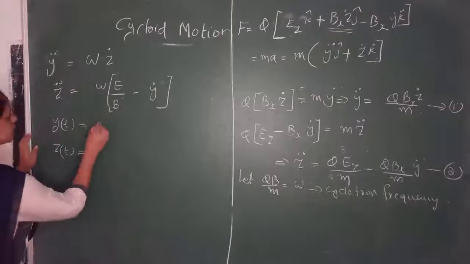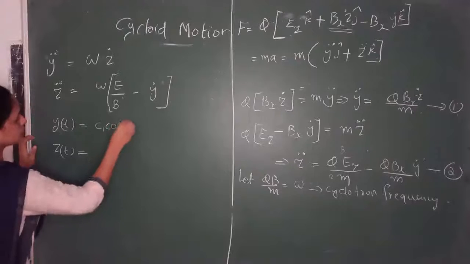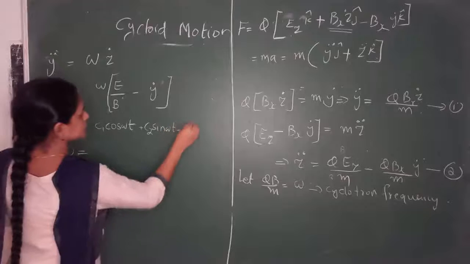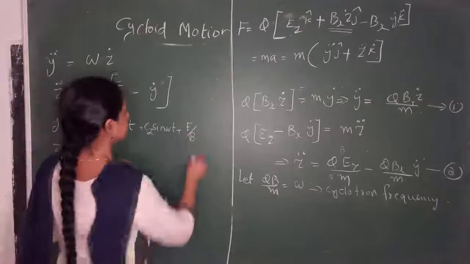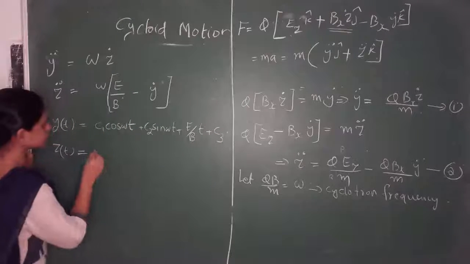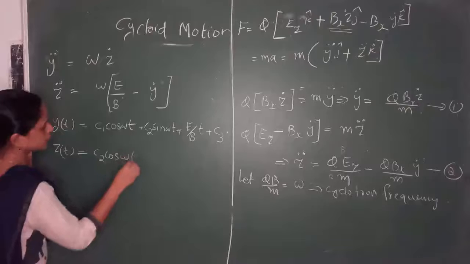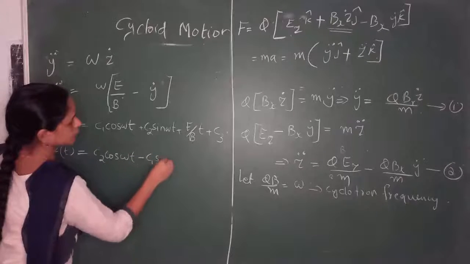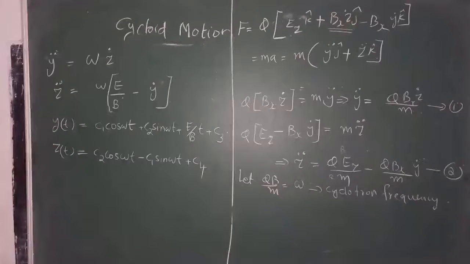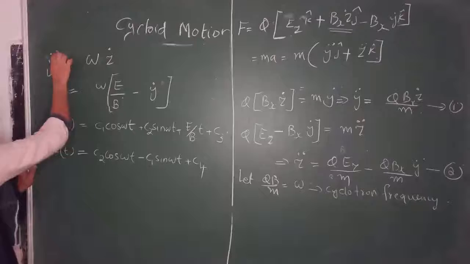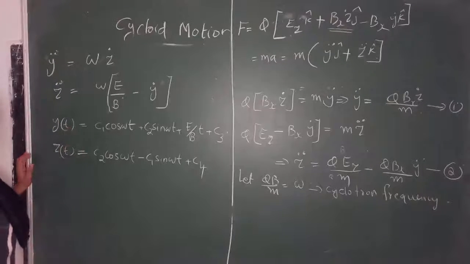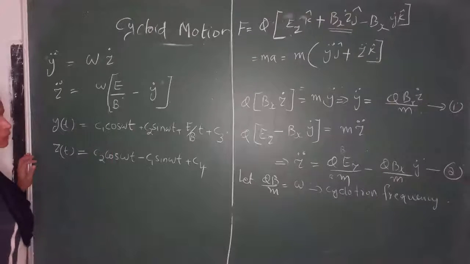So the equation is y equal to c1 cos omega t plus c2 sin omega t plus E by B into t plus some c3. Here also, z equal to c2 cos omega t minus c1 sin omega t plus c4. These are the two solutions which you may be obtaining from this second order differential equation. So these are the two solutions for the equation which represent a cyclotron motion.